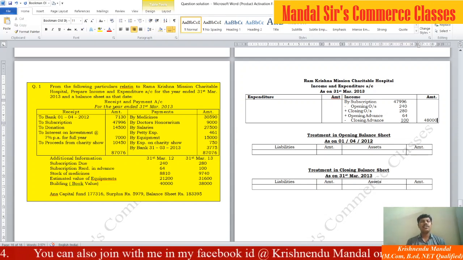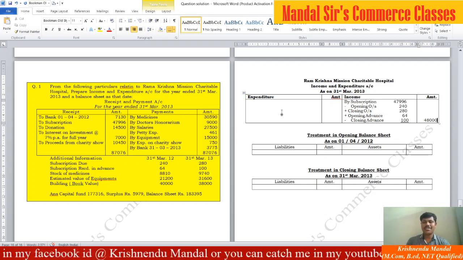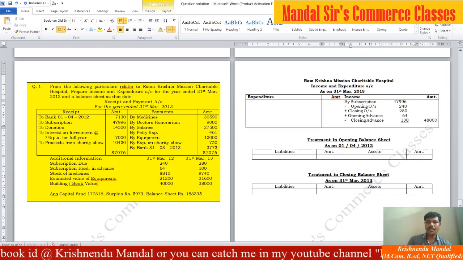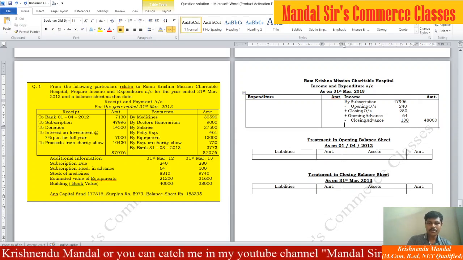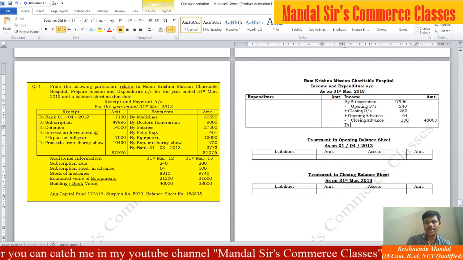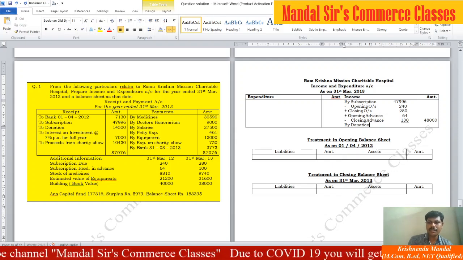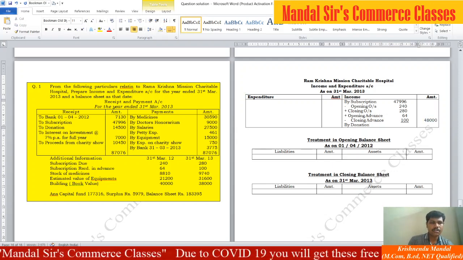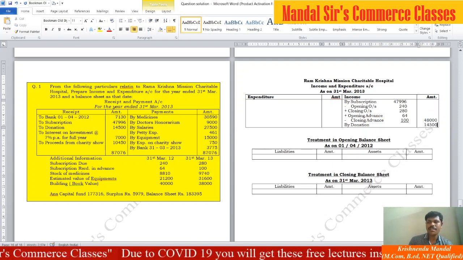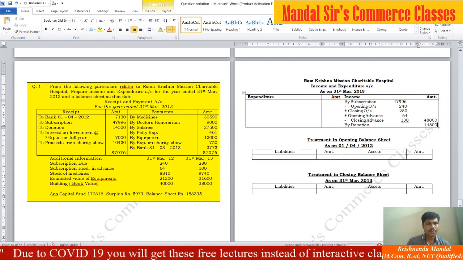But here, nothing is mentioned with the donation, so we will treat it as a general donation, and a general donation is always included in our income and expenditure account. So we will write over here, by donation, this is a revenue item, general donation, and the amount mentioned over here is 14,500. Next, move on to the next point.